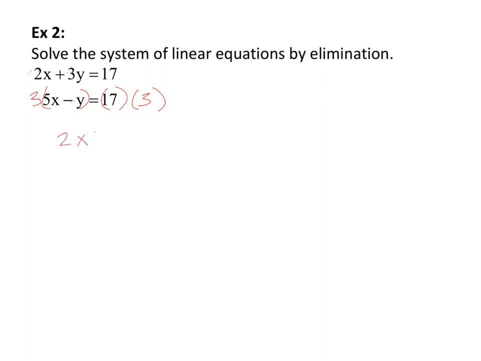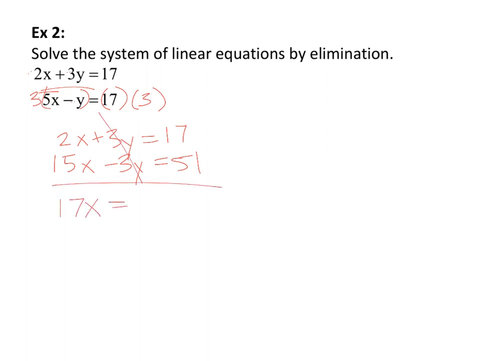So I have 2x plus 3y is equal to 17. Distribute, and I get 15x minus 3y is equal to 51. Cancels out. I get 17x is equal to 68. Divide by 17. X is equal to 4.